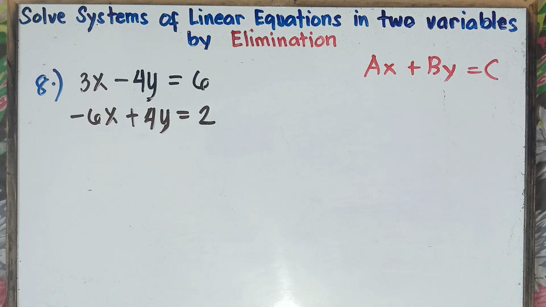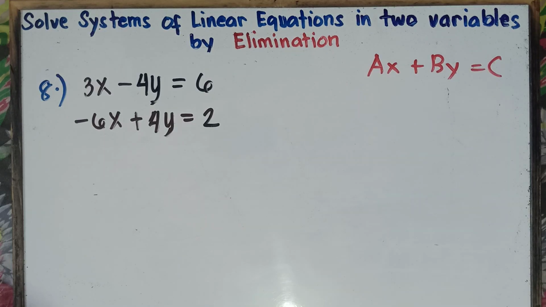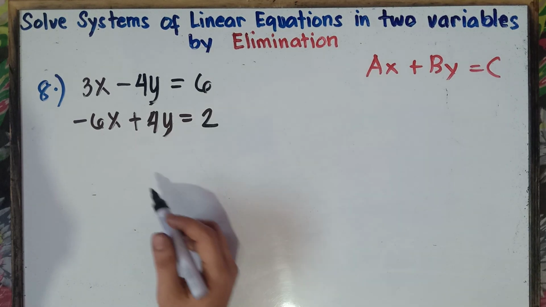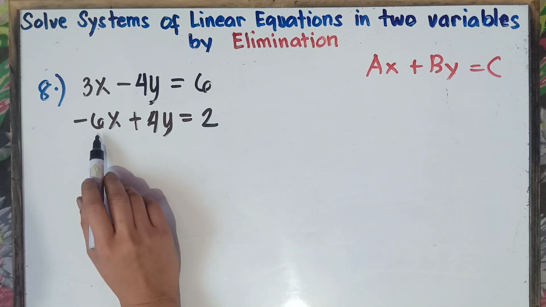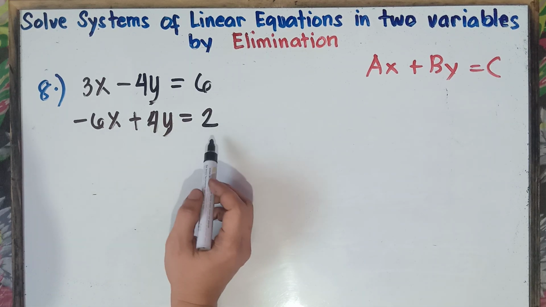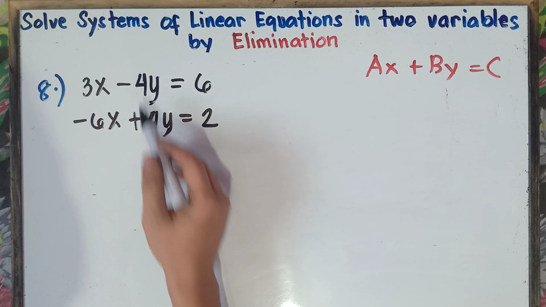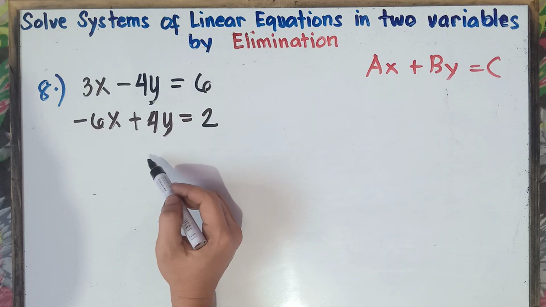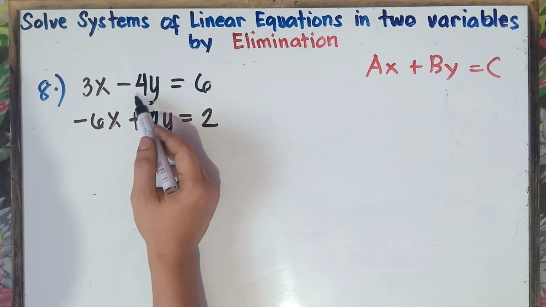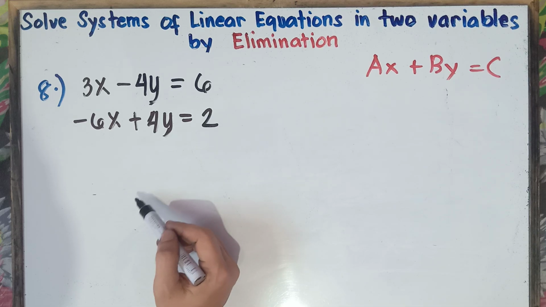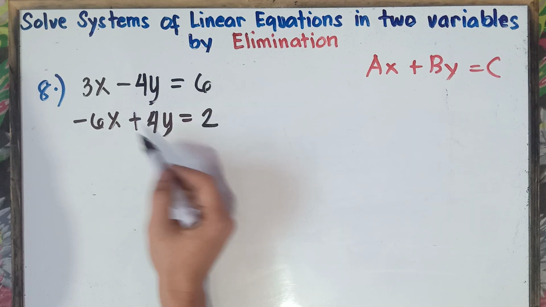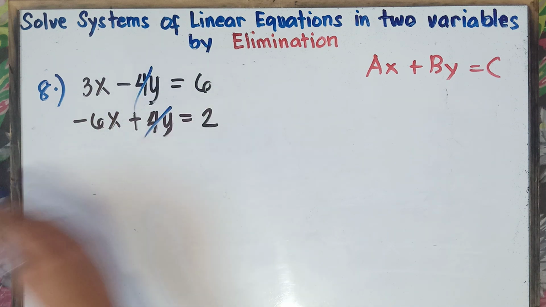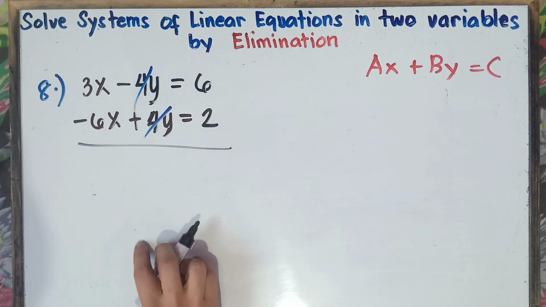Alright, so let's proceed now to example number 8. Our given, we have 3x minus 4y equals 6, and then negative 6x plus 4y equals 2. So in this scenario, class, we can just simply eliminate y because we have opposite coefficients. We have negative 4y and then positive 4y. Opposite coefficients, we can just simply cancel this out, and then simply add this one.